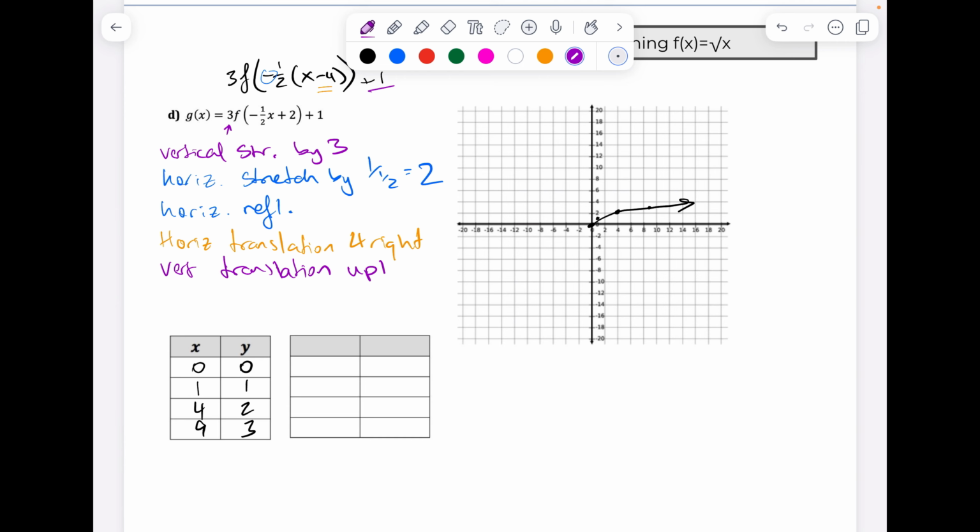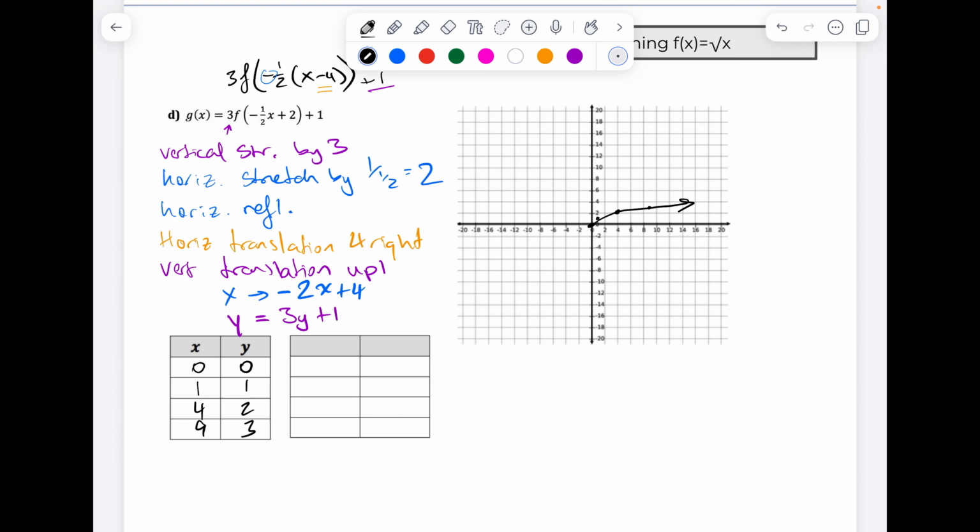So my vertical mapping statement, let's do that first. So y is going to be stretched by 3, so 3y, and then up 1, so plus 1. Okay? And my horizontal one, it's going to be a horizontal stretch by 2 and a horizontal reflection. So x is going to map to reflection, negative, stretch by 2, 2x, and then 4 right, plus 4. Okay? So let's make our new points.